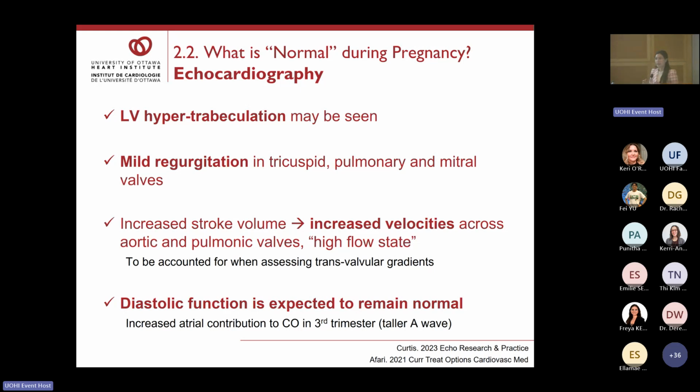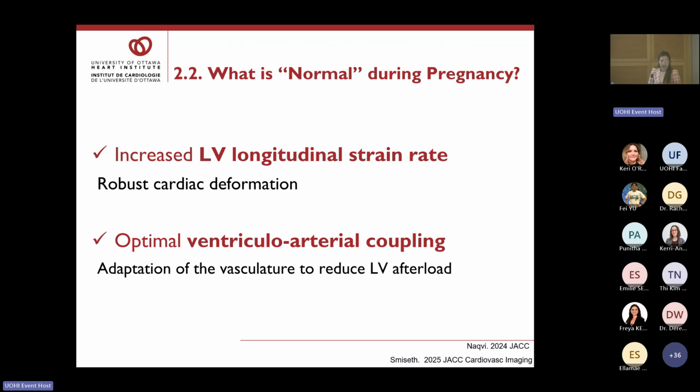This is why it's key to actually know the gestational age of the patient at the time of the echo interpretation. And lastly, diastolic function is expected to remain normal. You will see a bit of an increase in the atrial kick towards the end of pregnancy with a taller A wave, but again, it should not alter the overall assessment. And I won't have time to go into too much detail about this, but there's other two very interesting phenomena that we see that contribute to this physiologic adaptation of the heart to pregnancy.